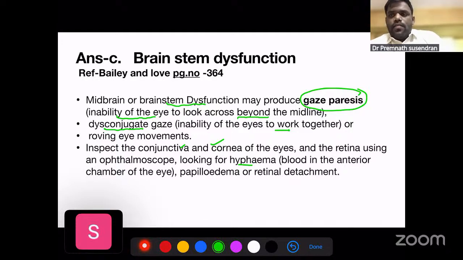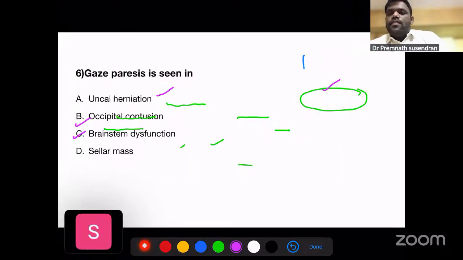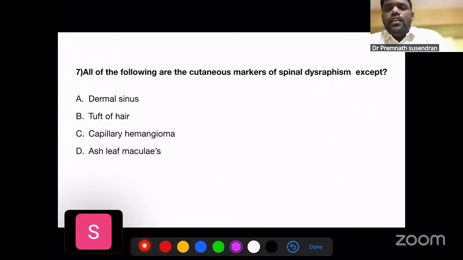Okay, so here the main dictum is that brainstem or midbrain dysfunction will cause gaze paresis, and then disconjugate gaze and roving eye movements. The next question: all of the following are the cutaneous markers of spinal dysraphism except.